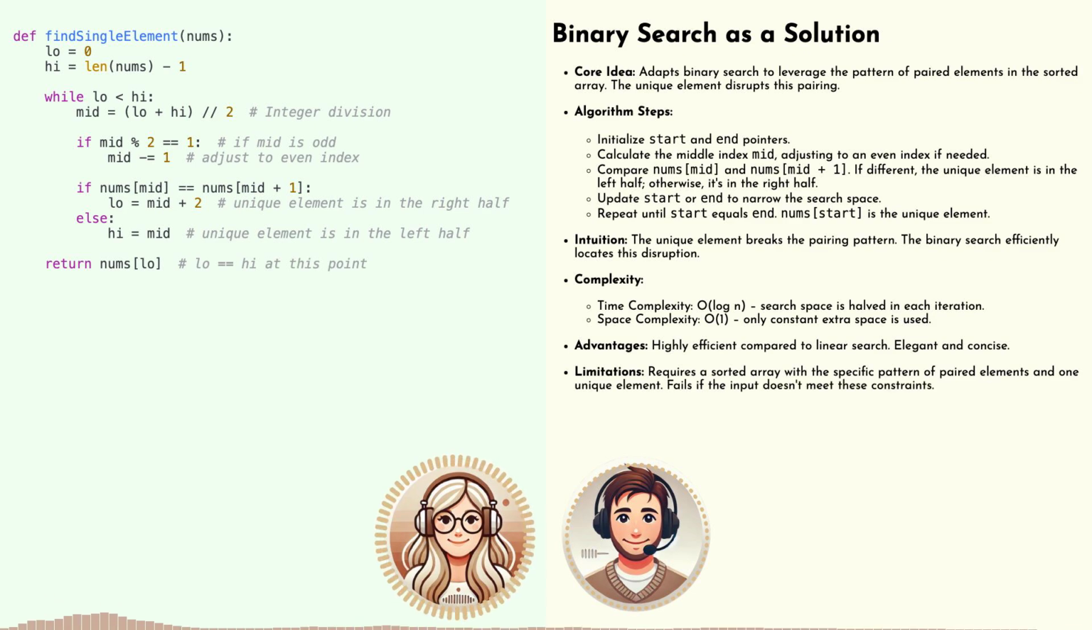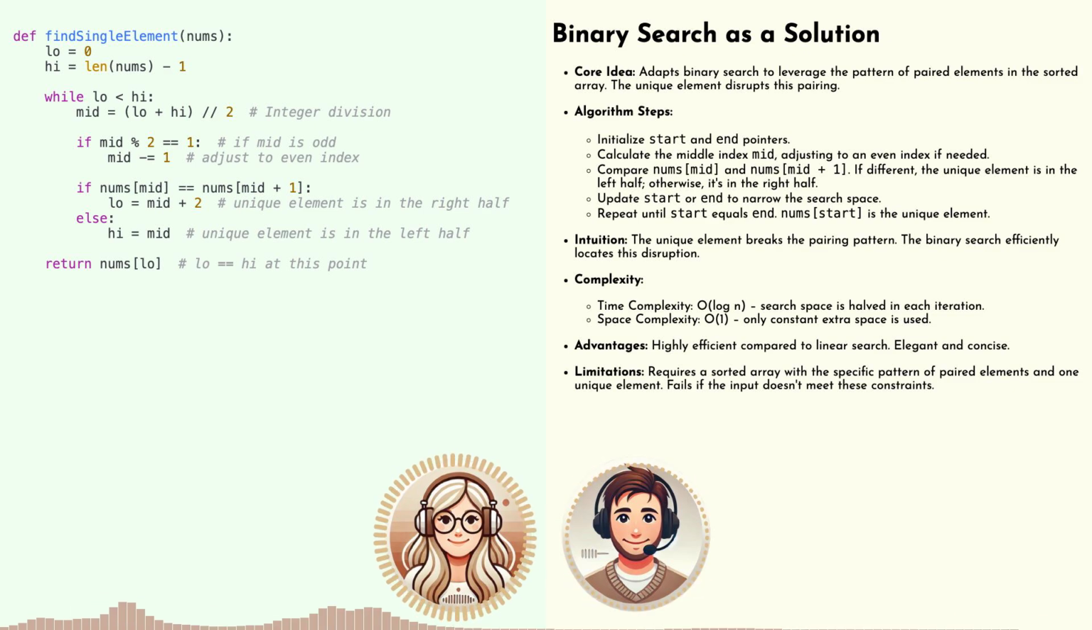So in this case, we know that every element except one appears twice, right? Right. That means that if we look at any subarray, the parity of its length. Parity, meaning whether it has an even or odd number of elements. Exactly. That parity tells us something about whether or not the unique element is in that subarray. Okay, I think I'm starting to follow this. Yeah. So how does this parity idea help us use binary search?